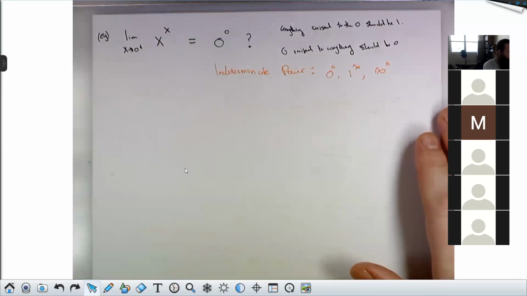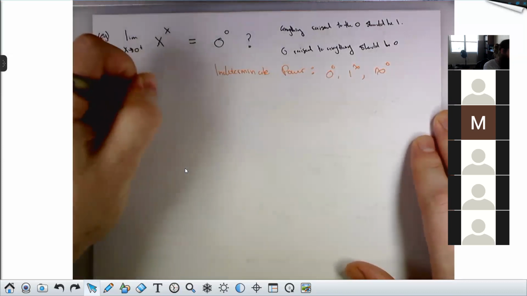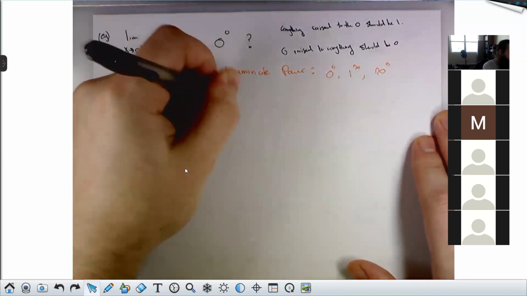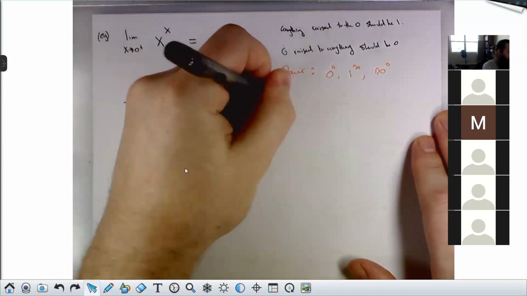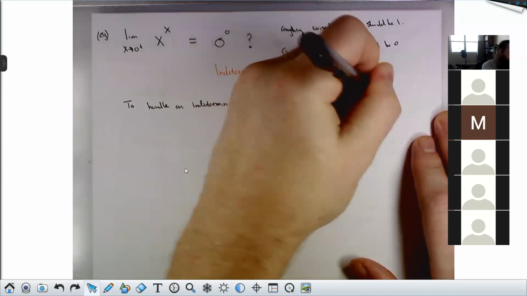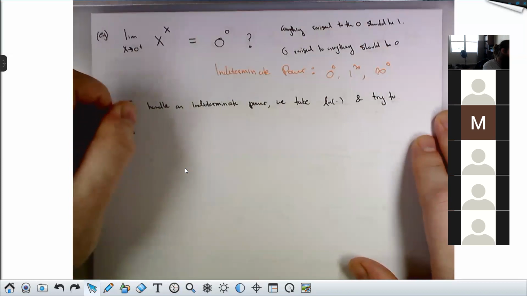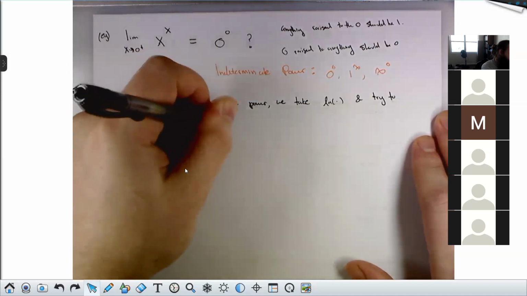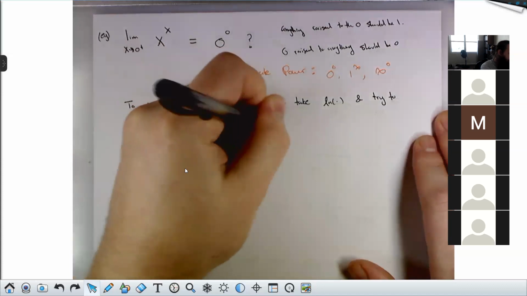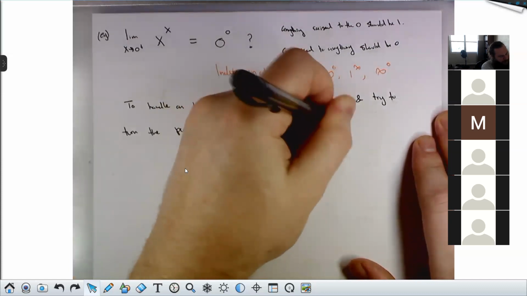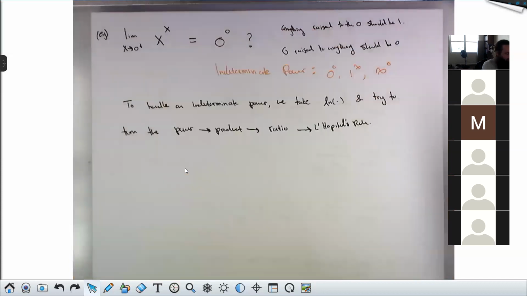The way you handle an indeterminate power, we take the natural log and try to turn the power into a product, and then we turn the product into a ratio. Then we apply L'Hopital's rule.